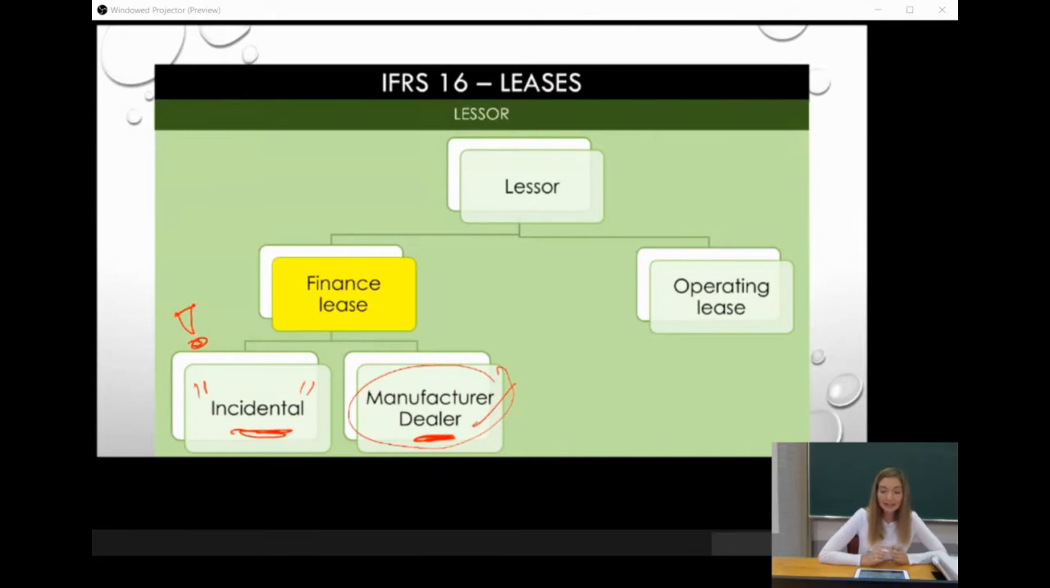But just know when you see the word incidental, or when I speak about an incidental lessor, or you see it in your notes, the standard doesn't really talk about an incidental lessor. It just says that this type of lessor is someone who just incidentally enters into a lease contract. So they decide they have an asset that they're not using that much, so rather than let it lie there in our storeroom, let's lease it out and at least get some income from it. So it's an incidental lease transaction. Yes, okay, so that's what we are going to be focusing on. We'll get to manufacturer dealer lessor later.